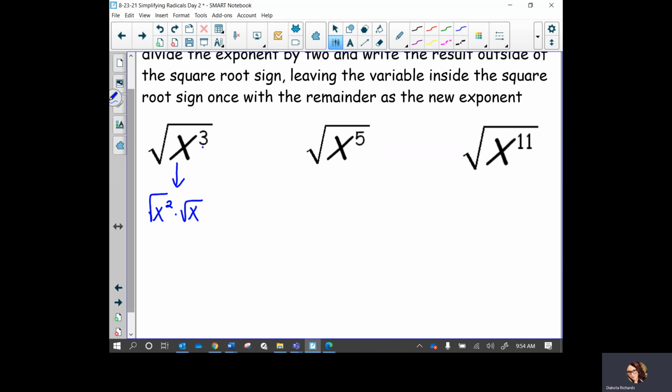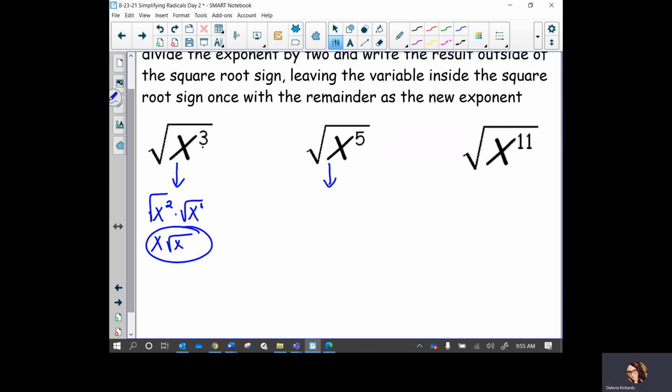So then you would just divide this 2 by 2. 2 divided by 2 is 1. Square root of x squared is just x. And because this is a 1, it doesn't have any pairs. It just stays under the radical. So your final answer there is x square root x. Whenever you have an odd number, you're always going to have 1 that's left under the radical.